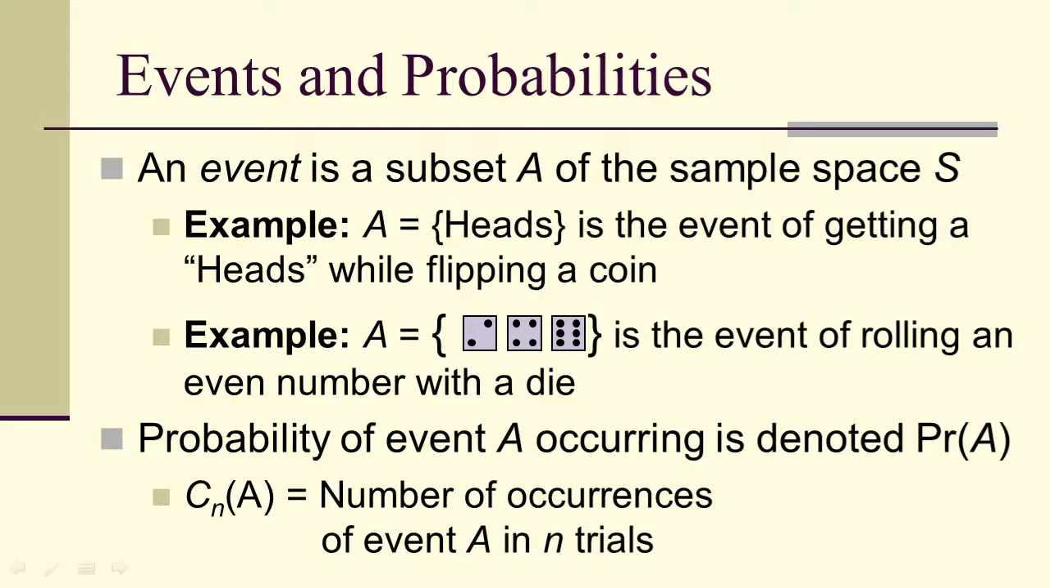The probability of an event A occurring is denoted Pr(A), and to get that, we look at the count, C_n(A), the number of occurrences of event A in n trials. And then the probability of A is the limit as n goes to infinity of the count of the number of times that A occurs in n trials divided by n.